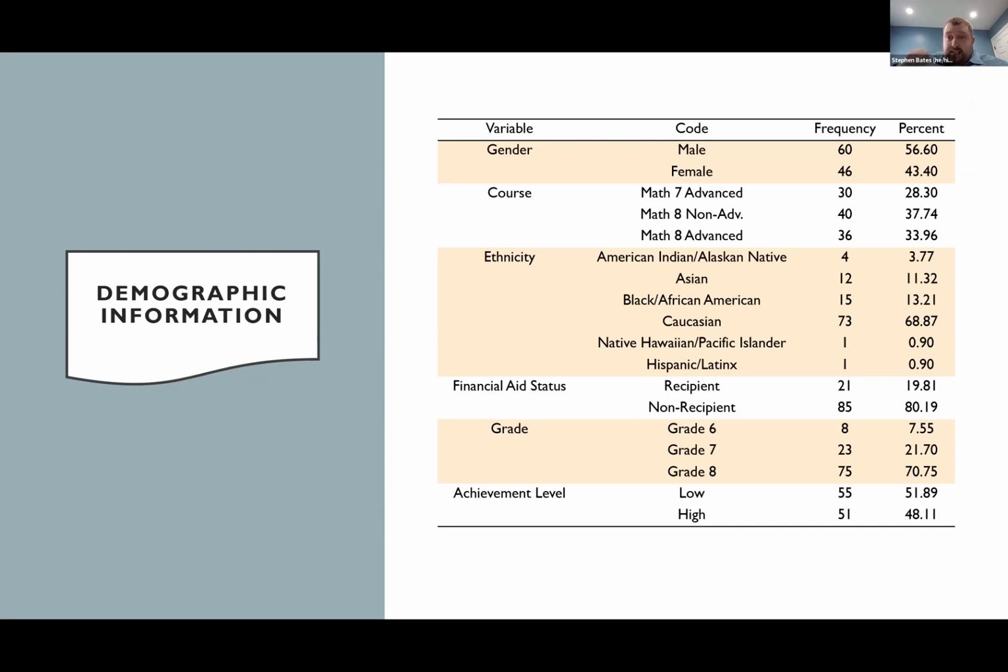So we had 8 sixth graders who were taking the Math 7 Advanced course, 23 seventh graders, and 75 eighth graders, split among Math 8 non-advanced and Math 8 advanced. And then when it came to achievement level, which I determined based on their first semester average, we're pretty evenly split between low and high achievers.